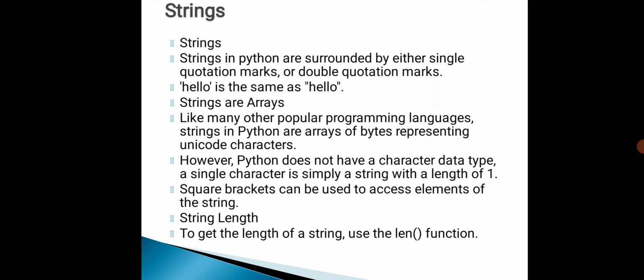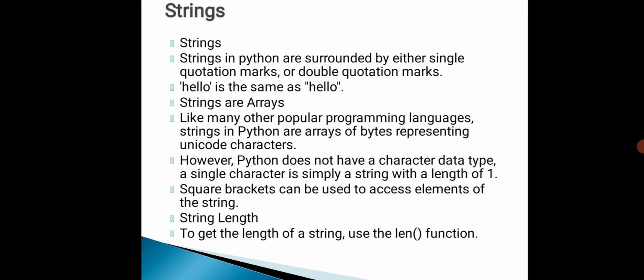Strings. Strings in Python are surrounded by either single quotation marks or double quotation marks. 'hello' is the same as "hello". Strings are arrays. Like many other popular programming languages, strings in Python are arrays of bytes representing Unicode characters. However, Python does not have a character data type. A single character is simply a string with a length of 1.